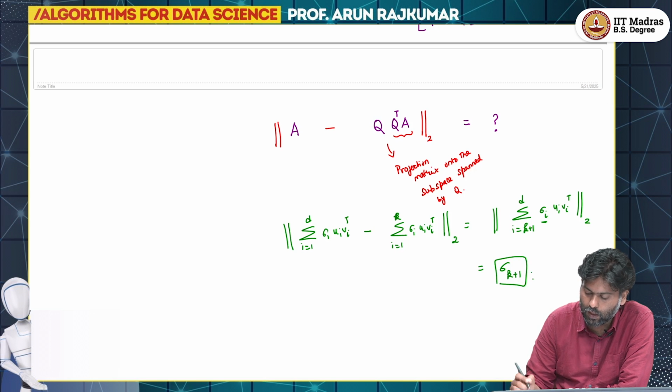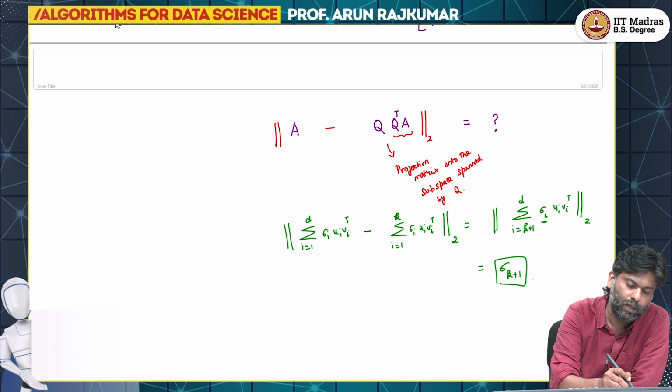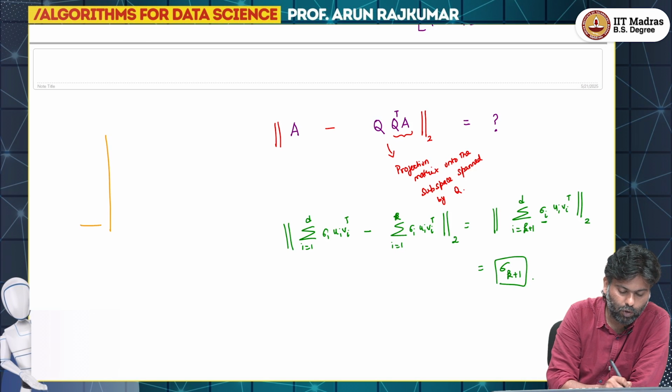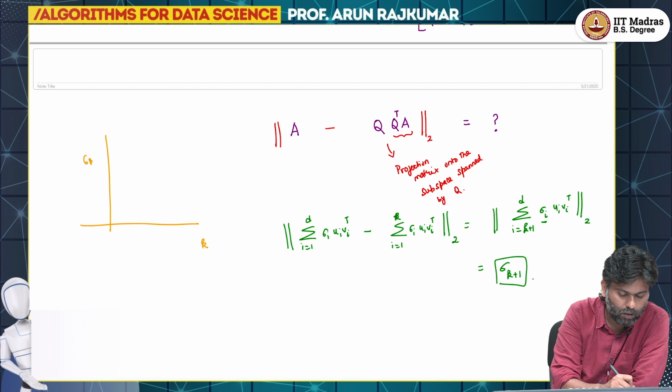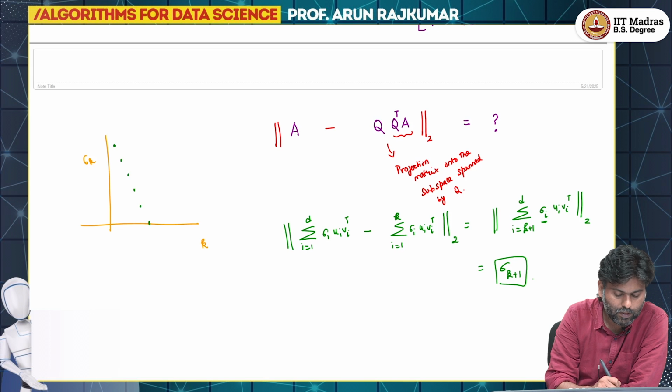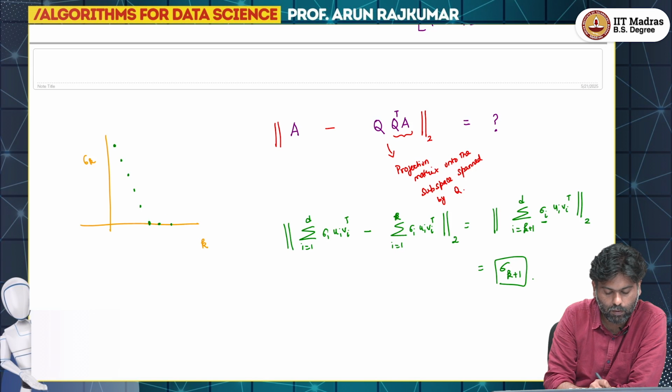And now if it so happens in our data, if I just plot k versus sigma k, the singular value might start at a large value, and then if it's exactly a rank k matrix, at k it will become 0, and then the remaining singular values are going to be 0. So this would be the situation for exact rank k, right?